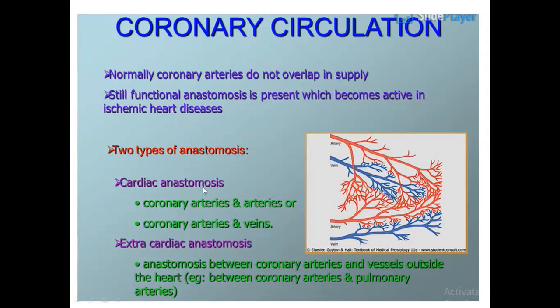Remember, cardiac anastomosis is between blood vessels in the heart. So if I have a coronary artery combining with another branch of a coronary artery, it is called cardiac anastomosis. If I have a coronary artery combining with a vein, it is also a cardiac anastomosis, because this is the cardiac vein. But if I have a coronary artery combining with the pulmonary artery, for example, that will be an extra cardiac anastomosis, because we've gone out of the heart to form an anastomosis. So this is now heart and lungs forming an anastomosis. So don't forget, two types: cardiac anastomosis between vessels in the heart, and extra cardiac anastomosis between one vessel from the heart and another vessel outside the heart.